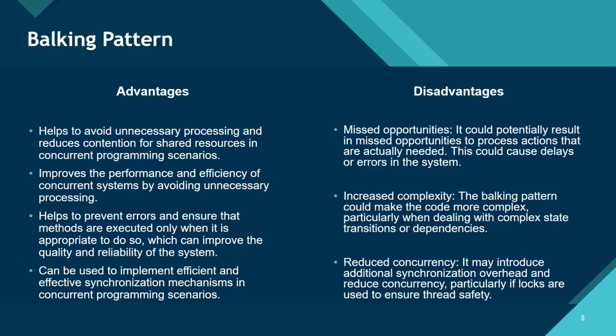Some of the disadvantages: it could potentially result in missed opportunities to process actions that are actually needed. This could cause delays or errors in the system. The balking pattern could make the code more complex, particularly when dealing with complex state transitions or dependencies. It may introduce additional synchronization overhead and reduce concurrency, particularly if locks are used to ensure thread safety.